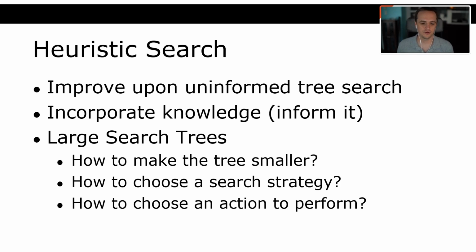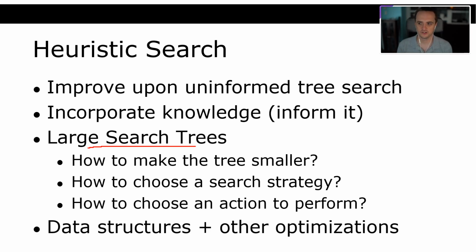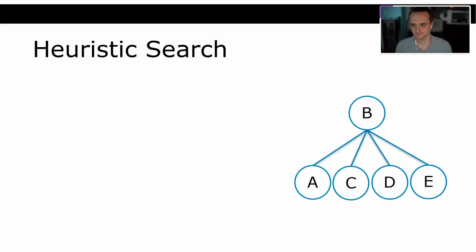So for example, we're going to have really, really large search trees. How can we make the tree smaller? How can we choose a search strategy? How can we choose an action to perform? All of these are questions that we ask ourselves in heuristic search, and we're going to talk about data structures and other optimizations, etc.